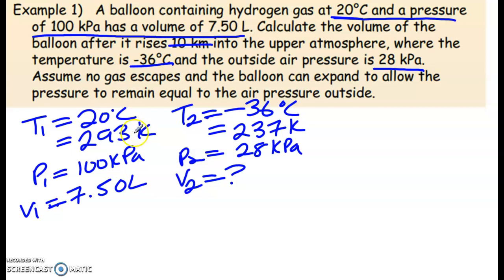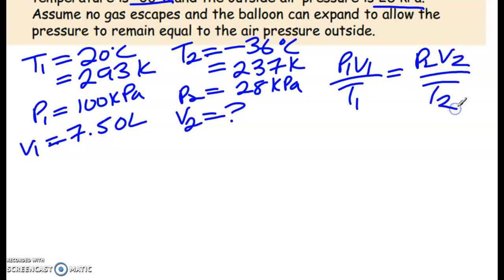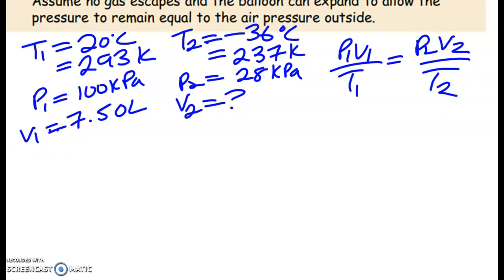But notice there's a different temperature, there's a different pressure, and they're asking us to solve for the new volume. So all three things are changing. So we're going to use all three variables, P2, V2 over T2. Okay, so let's plug this in.